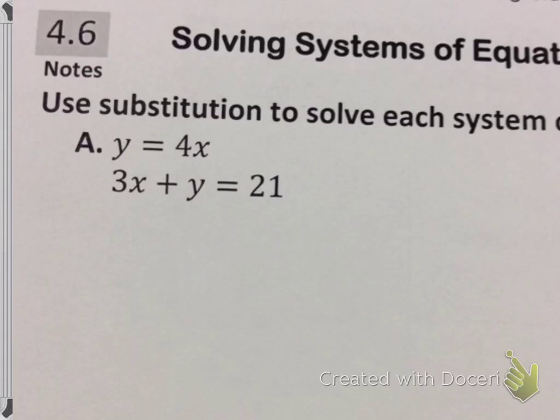This is Note-Taking Guide 4.6, Solving Systems of Equations by Substitution. So last note-taking guide, we solved systems of equations by graphing. And although graphing works, it's not always super accurate. It's hard to get your lines to be exactly where they're supposed to be, and sometimes you feel like you're just kind of guessing that point of intersection.